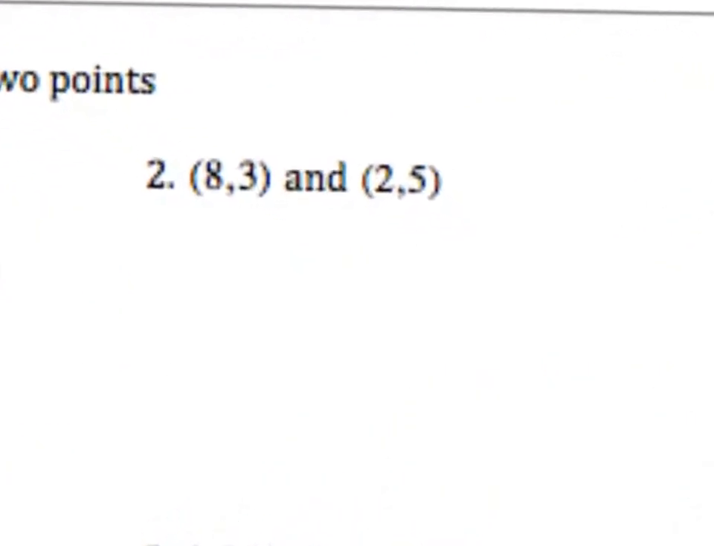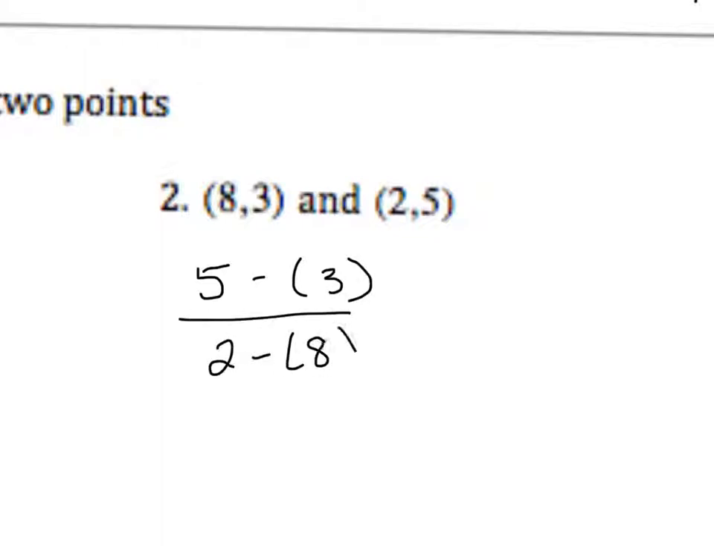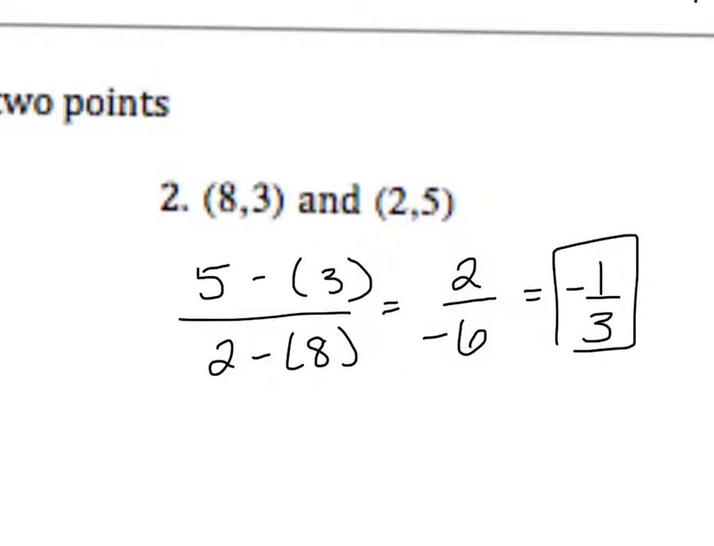Okay, so walking through the next ones, we got 5 minus 3 over 2 minus 8. So 5 minus 3 is 2, 2 minus 8 is -6, and I can reduce that to say -1/3. And it doesn't matter where you put the negative, you can put the negative on the top, you can put the negative on the bottom, or you can put the negative just out in front. It does not matter.